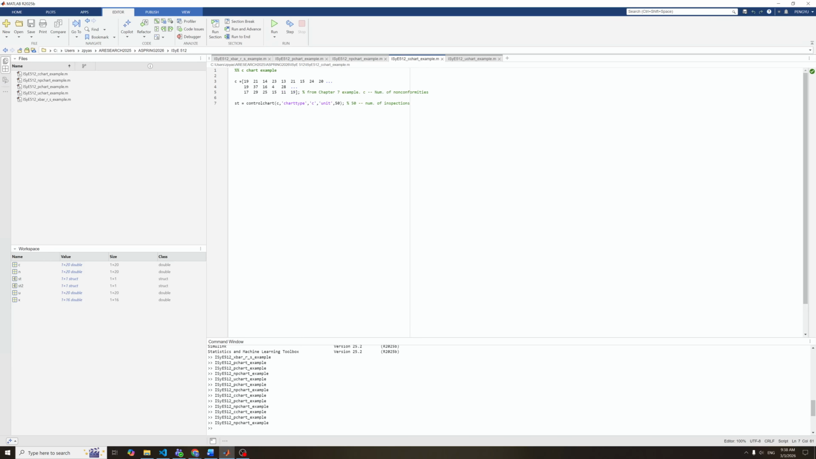Next one is the script for generating the C control chart, which is used to monitor the number of nonconformities when the sample size is constant. The vector C contains the number of nonconformities observed in each sample. Each value represents the total count of imperfections found in a fixed inspection area or fixed number of units. In the function, the parameter unit 50 specifies that each observation corresponds to 50 inspection units.